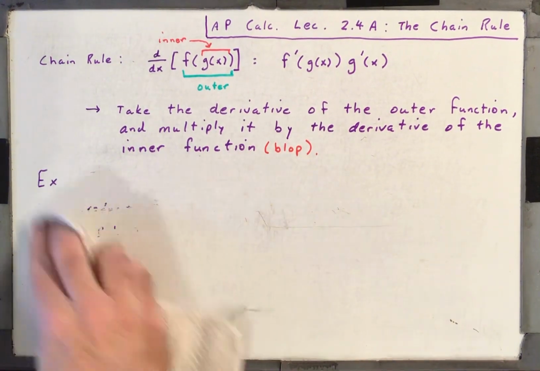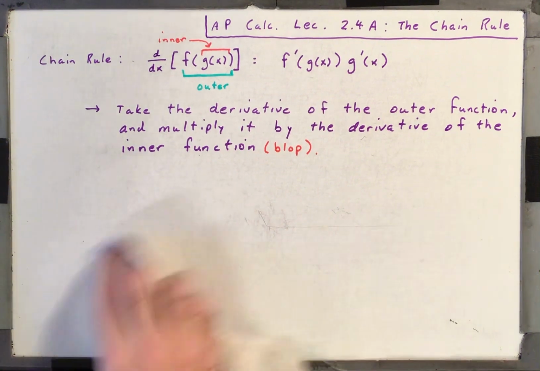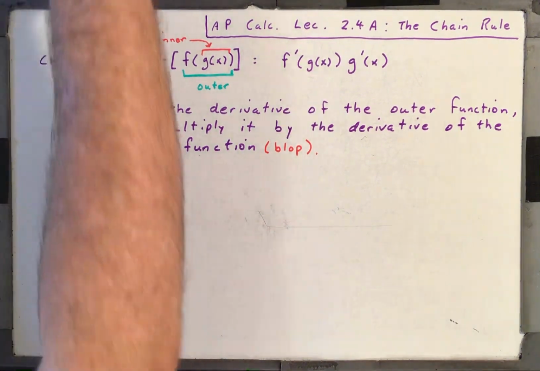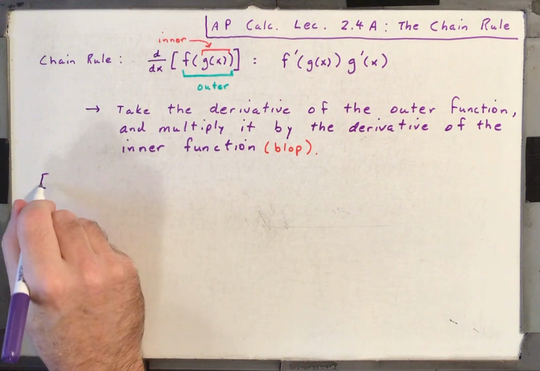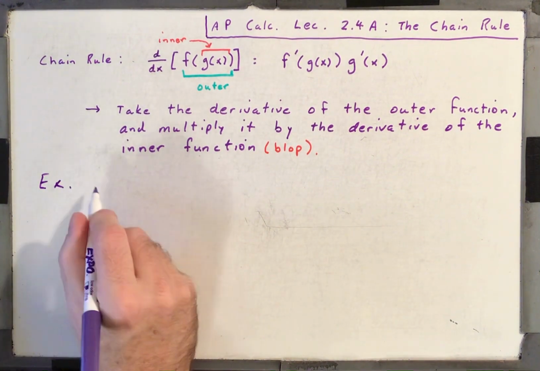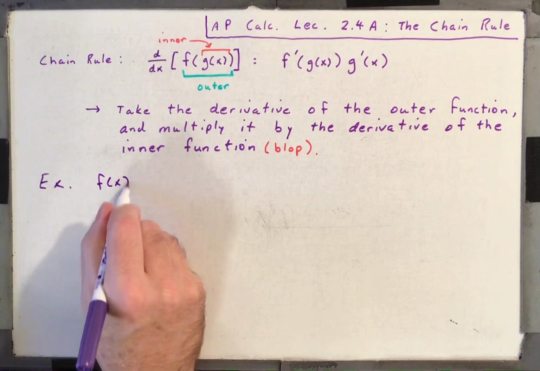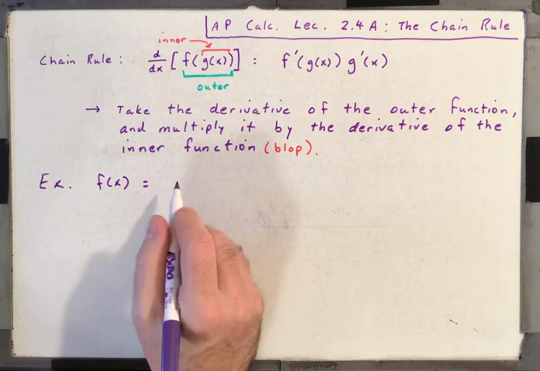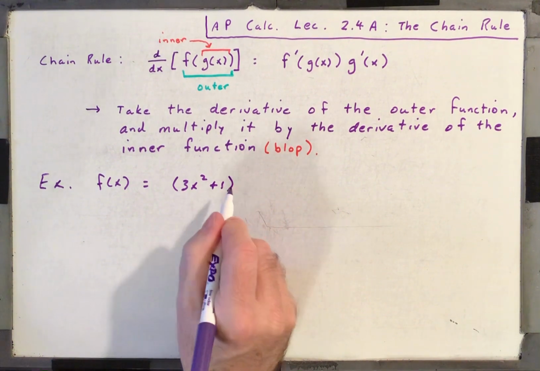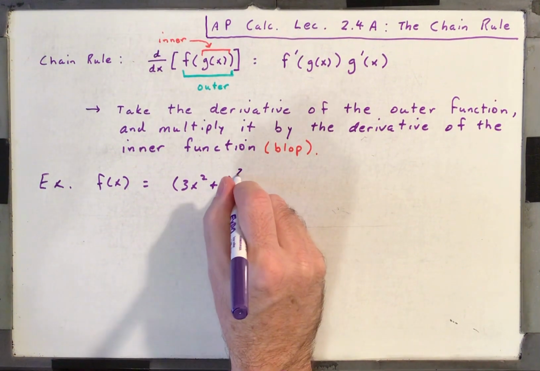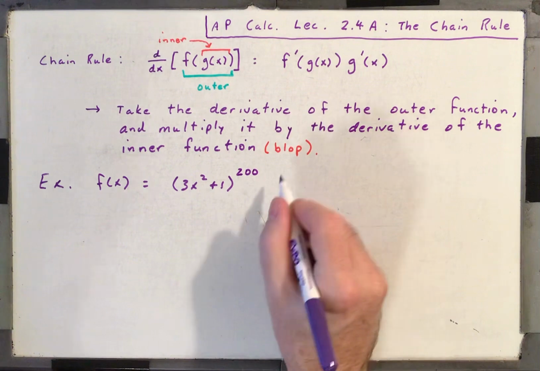All right, I'm going to leave the definition up here. I hope I have room to work all these. If not, I'll have to erase that. So our next example is, let's say f of x is equal to 3x squared plus 1. I'm going to go with that same inner function, but to the 200th power.